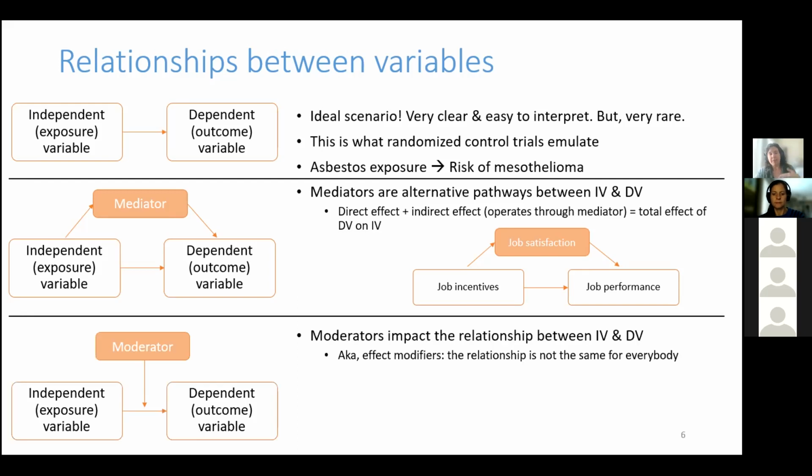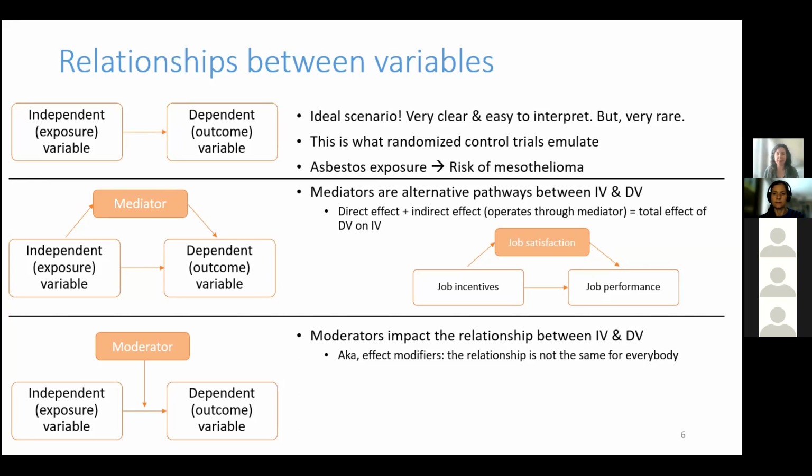The other major type of variable you can think about are moderators. Moderators don't necessarily have a direct relationship in the same way between the independent and dependent variable, but they impact the relationship between the independent and dependent variable. So they're not another pathway, but they change the relationship between these two variables. Another word for these is effect modifiers, if you've heard that term. And what it really means is the relationship between exposure and outcome is not the same for everyone. There's some other factor that changes the nature, the magnitude of this horizontal arrow.